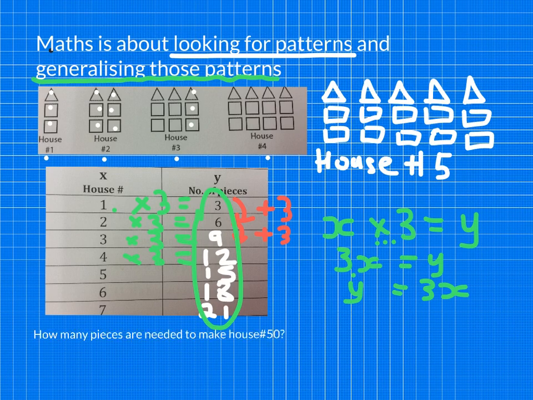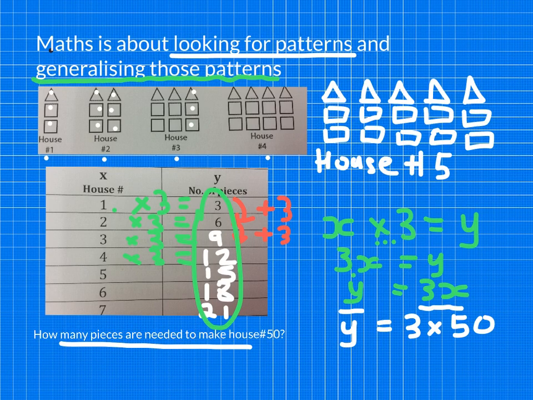Once we have a rule, then we can solve problems and use the rule. How many pieces are needed to make house number 50? We do not need to draw house number 50 because we know that to find the number of pieces, or y, we have to do 3 times the house number. So the number of pieces y is going to be 3 times the house number, which is 50, or x is equal to 50, and therefore we know that will be 150 pieces. This is much quicker than actually drawing out house number 50.